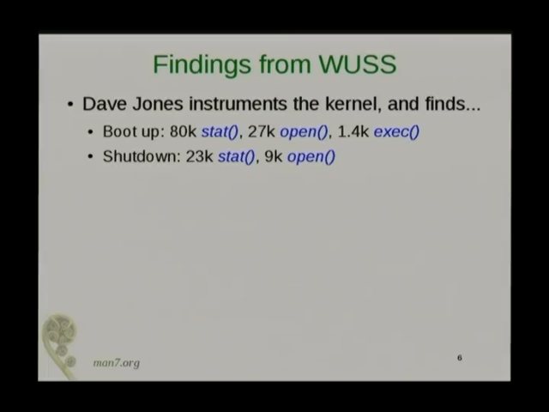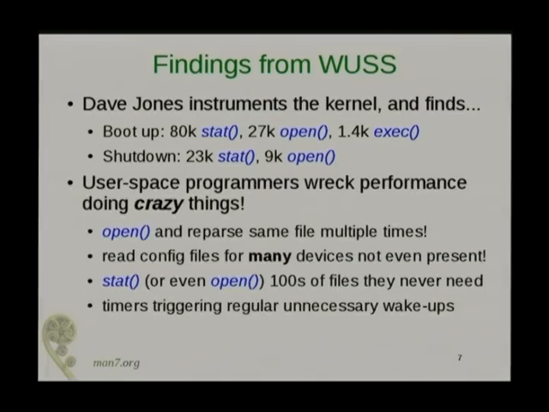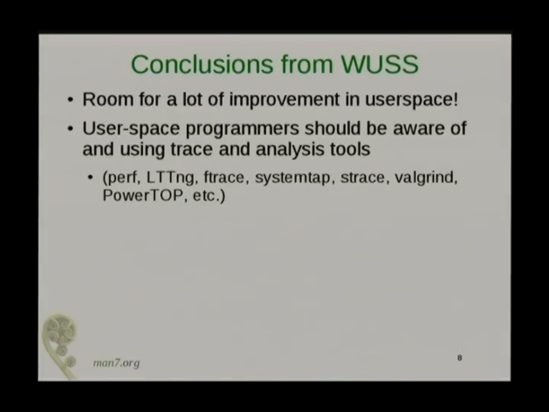On startup, 80,000 calls to stat, 27,000 calls to open, 1,400 programs executed, and some pretty remarkable stats on shutdown as well. And what he realizes is that user space programmers are doing crazy things, opening the same file and reparsing it sometimes dozens of times, reading config files for devices that aren't even present, and so on and so on. And he drew the obvious conclusion, which I think was somewhat influential, that there's room for a lot of improvement, that user space programmers should start making use of a lot more monitoring tools to find out what their programs are doing and actually make them better.